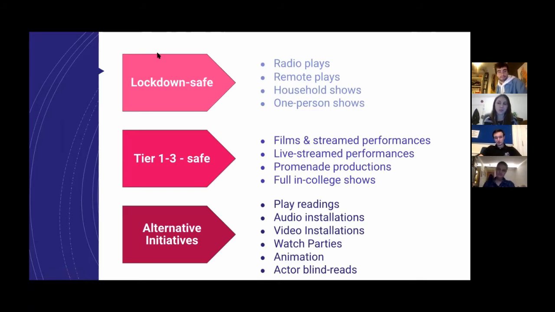In tier 1, 2, 3 type restrictions, you could do films and stream performances as well as live stream performances, provided that you stay within the limit of people which the government is going to decide on. Maybe the rule of six, maybe more. You could also potentially do a promenade production, again, as long as you stick within that limit. But these are outside and people are moving, which crucially means that they're not going to sit still for 2 hours and freeze to death.